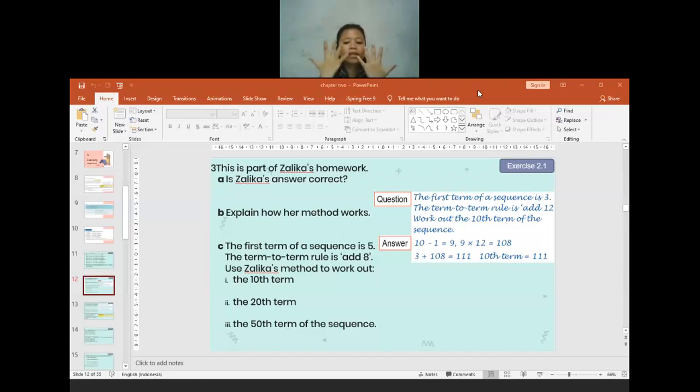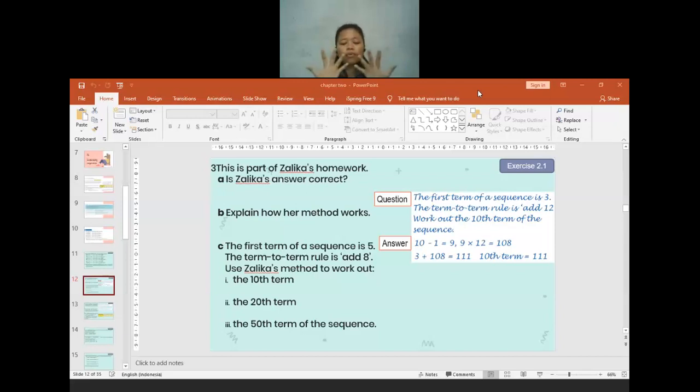Maybe I will show it with my hand. This is the first term, and this is the 10th term. I'm going to find the 10th term. So I just need to check how many times I have to add 12 to the first term. I will add it by 1, 2, 3, 4, 5, 6, 7, 8, 9. So it means I have to add 9 times 12 to the first term to get the 10th term.